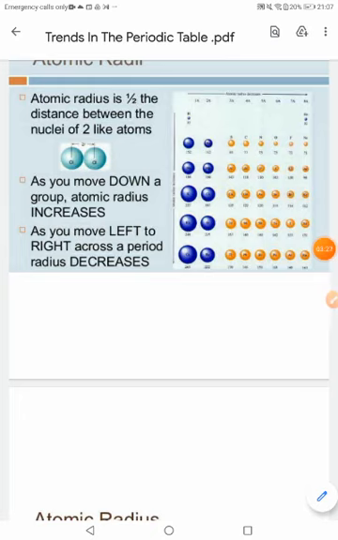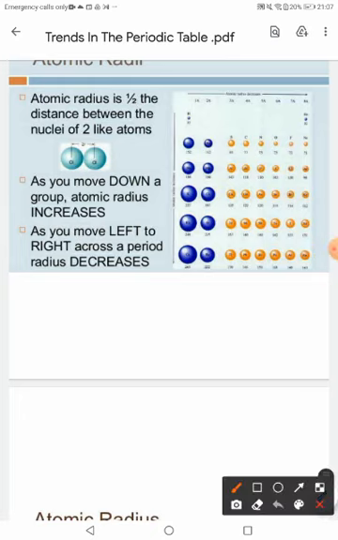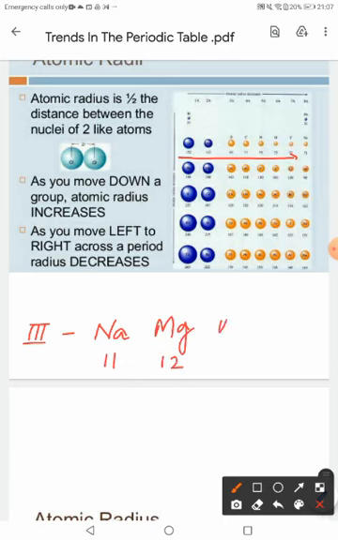Now if we talk about a periodic row, from left to right we can see that the size is decreasing. Why does this happen? Let us take the example of the third row, having elements sodium with atomic number 11, magnesium with atomic number 12, aluminium with atomic number 13 and other elements. We are taking just 3 to explain it better.